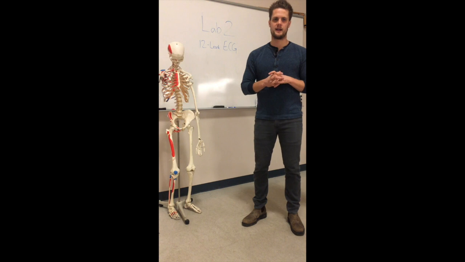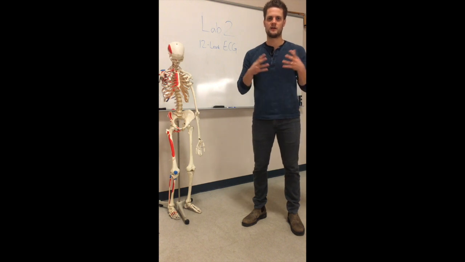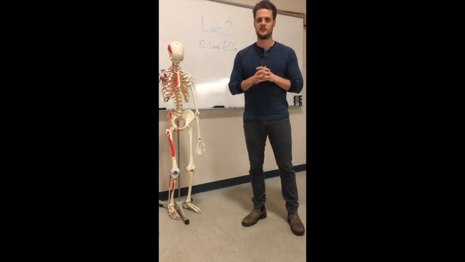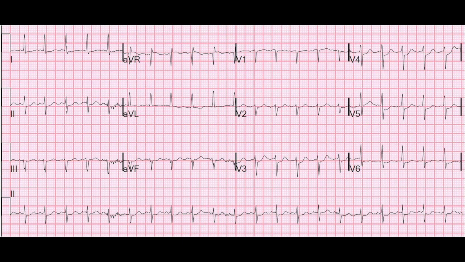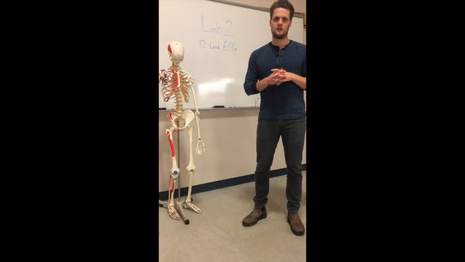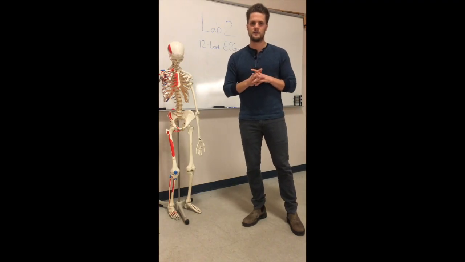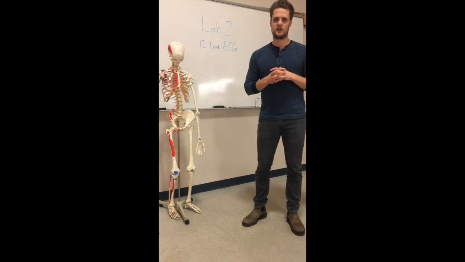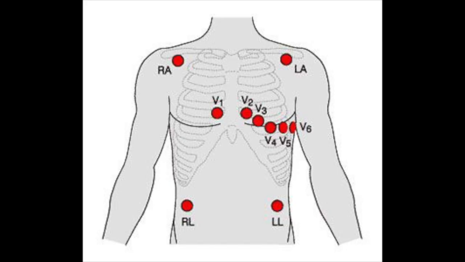Welcome to Lab 2, and today in lab we're going to be learning about ECG. The purpose of the lab is to learn how to conduct and interpret a 12-lead ECG. An ECG measures the electrical activity of the heart, and it's an important tool for physicians and other healthcare providers. Now, to conduct a 12-lead ECG, you need to place 10 electrodes on the torso of each participant.